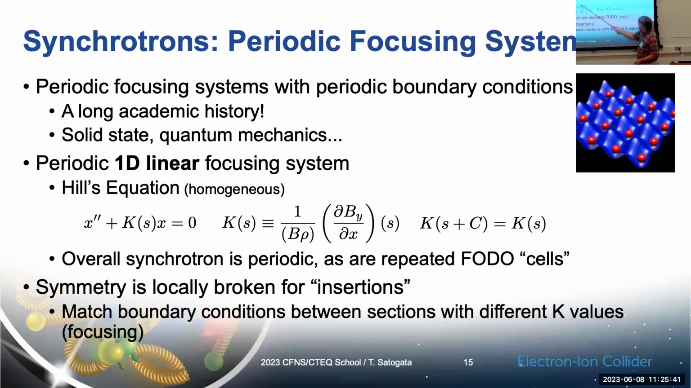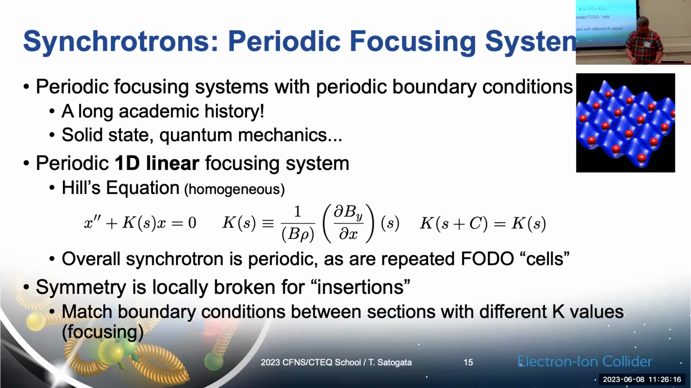And in fact, this is how you relate the gradient, the variation of field with amplitude in that quadrupole, which is constant, and there's that rigidity term to get all the units right in here. This is how you relate that to this particular Hill's equation that has this periodic focusing. So the overall synchrotron is periodic, as are the repeated FODO cells. That's fine. That's really boring, right?